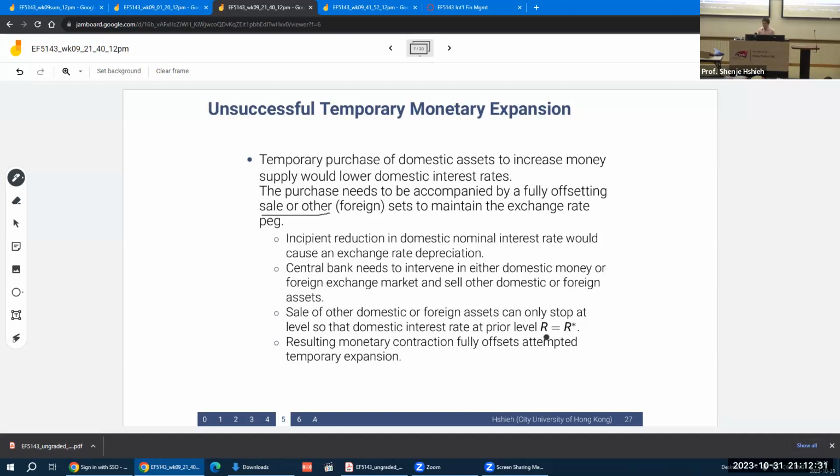So as I mentioned, you must have R equals R star. Interest rates have to be the same across those two countries in which the exchange rate is defined. Otherwise, the peg is broken.